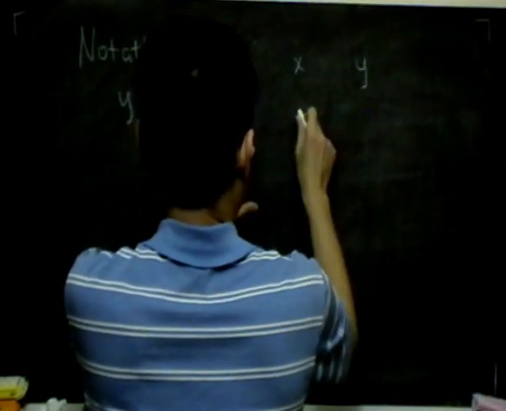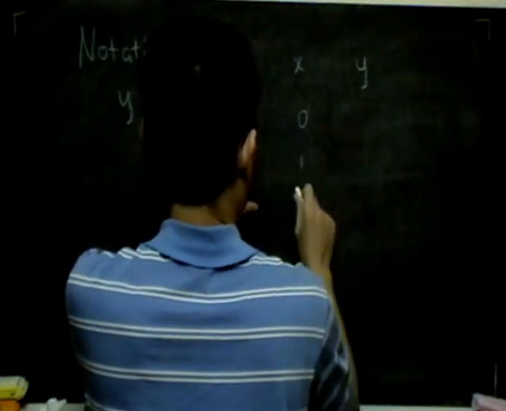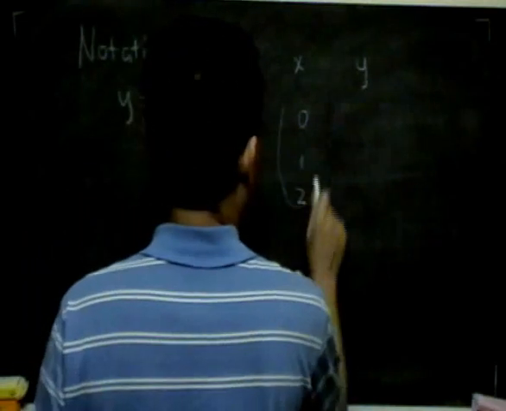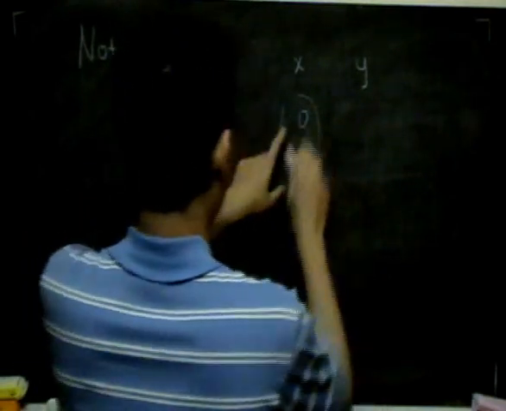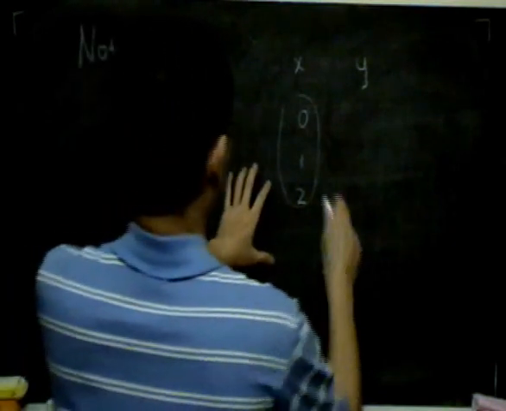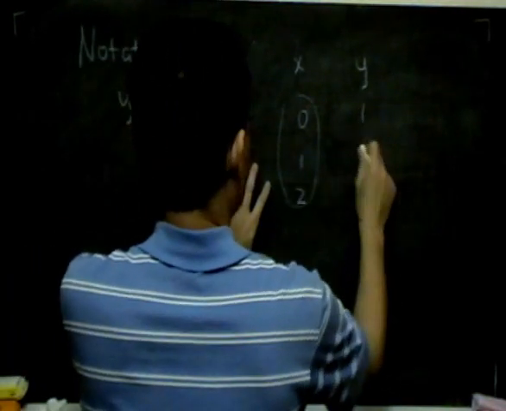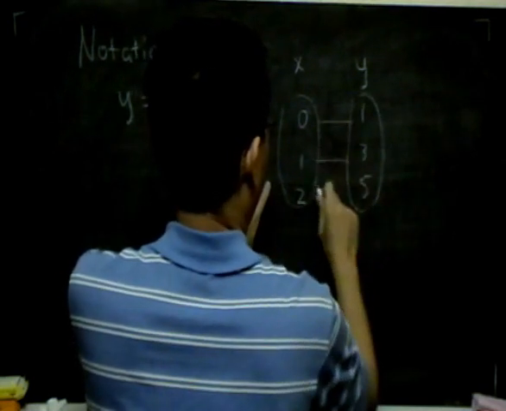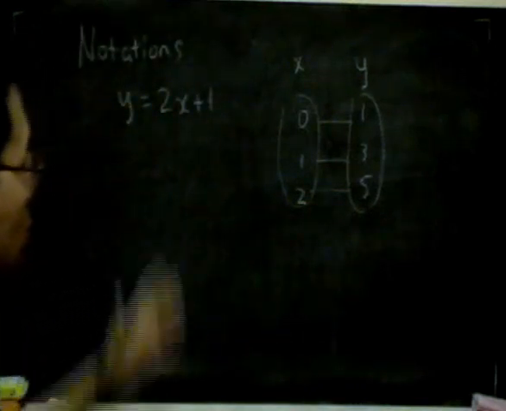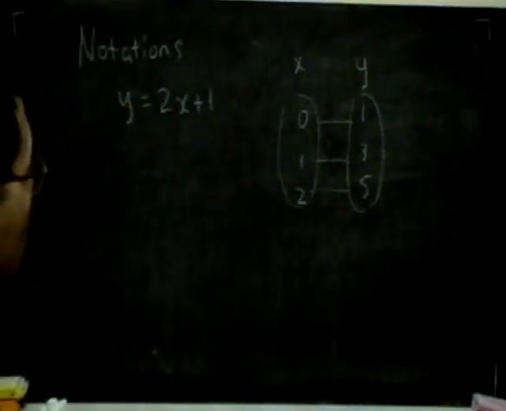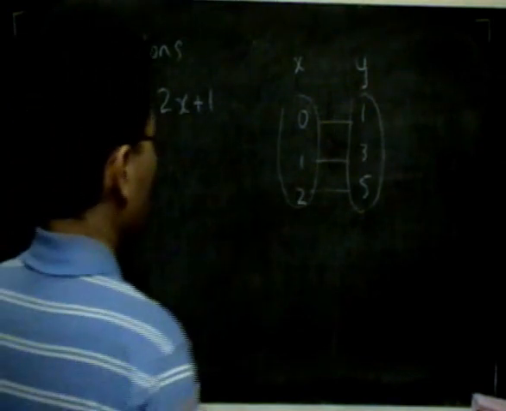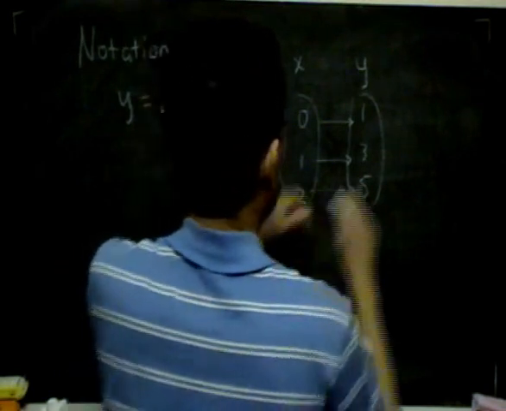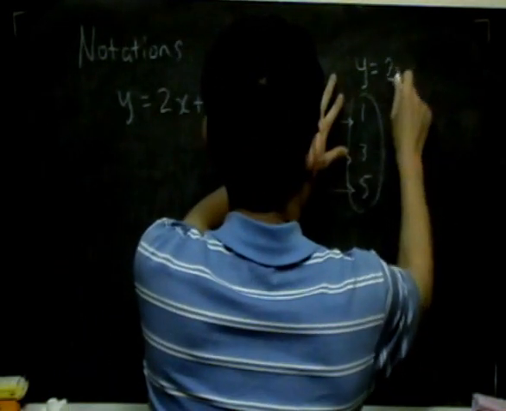So just as an example, if I take the values 0, 1 and 2 as the domain, then the corresponding values of y we can calculate by substituting into the x. So that would be 1, 3 and 5. That's the relation, in this case a function. Now, each value of x is mapped onto a particular value of y, which is given by the equation 2x plus 1.